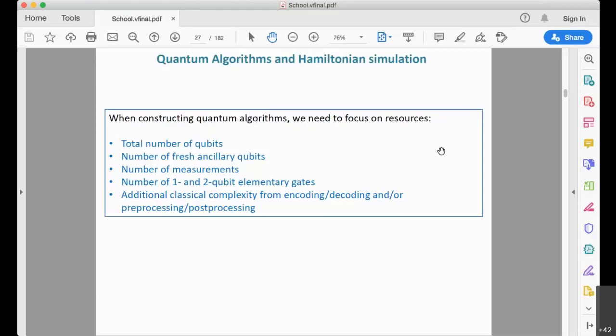Depending on the technology, the architecture that you're using, some of the resources may be more expensive than others. In some cases, you may be interested in reducing the circuit size. In some other cases, you may be interested in using fewer ancillas and so on. So we look into all these things when we design quantum algorithms. All these things are important.